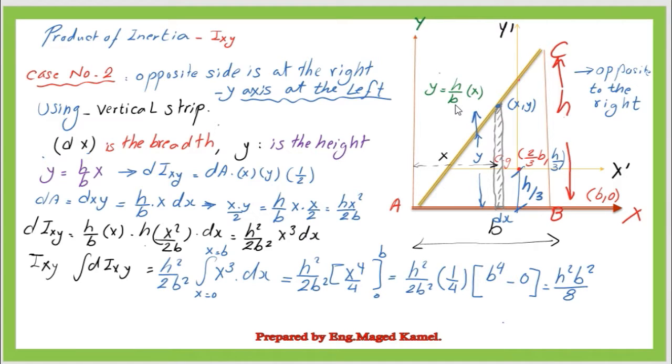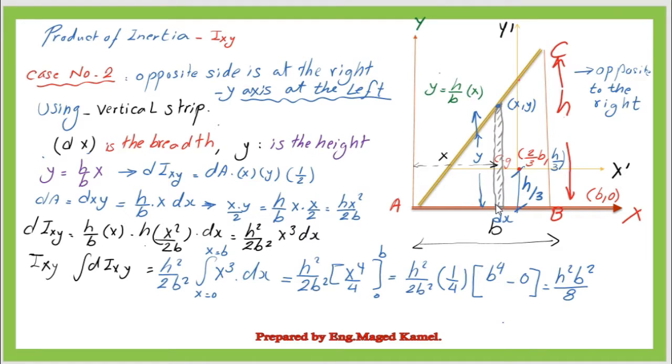We are going to use a vertical strip. The vertical strip width is dx and the height is y. For the expression of dIxy, it will be equal to the area multiplied by x multiplied by y. But our x is the x to the CG of the strip, and the y will be y over 2, the distance from the CG to the x-axis passing by line AB. But first, let us examine the area of the strip.